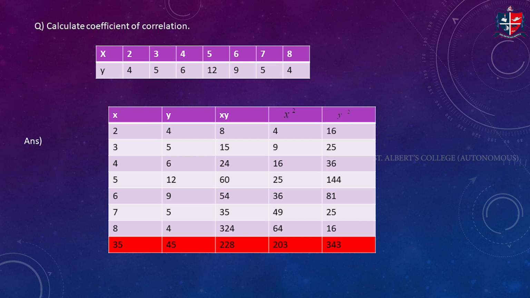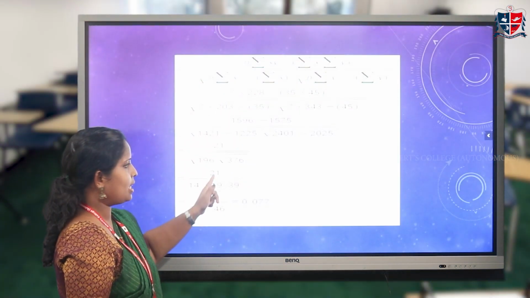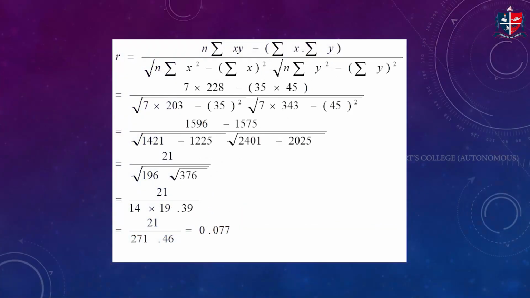Then we have to calculate x into y and take the sum of x into y. Then x square, and take the sum of x square. Then y square, and take the sum of y square. I calculated all the values here. Then we substitute the values we got from the table, and finally we get the value as 0.077.